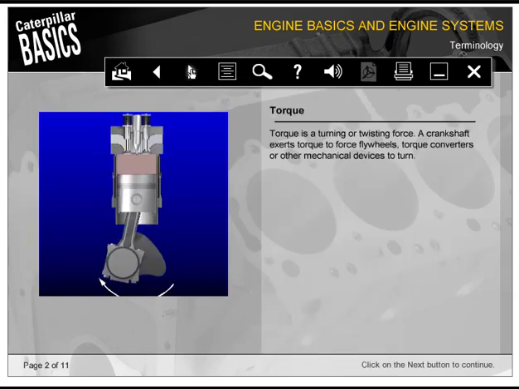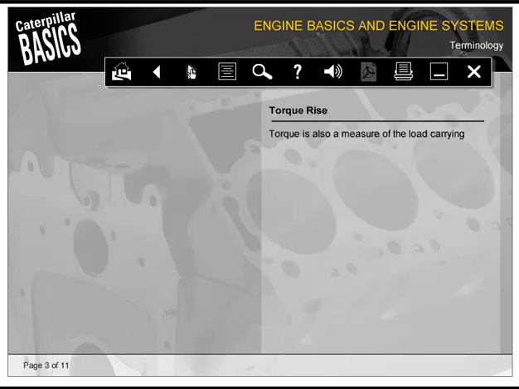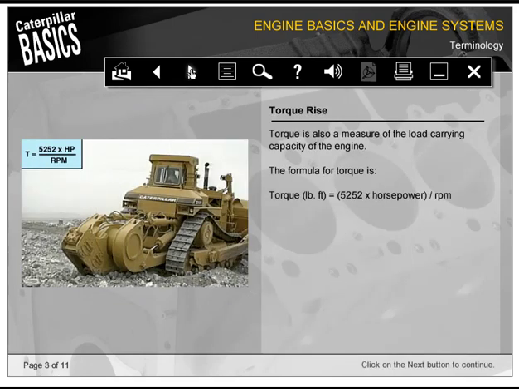Engine power is described according to the quality and quantity of certain characteristics. Torque is a turning or twisting force. A crankshaft exerts torque to force flywheels, torque converters, or other mechanical devices to turn. Torque is also a measure of the load-carrying capacity of the engine. To compute torque in foot-pounds, multiply 5,252 by the engine's horsepower, then divide by RPM.